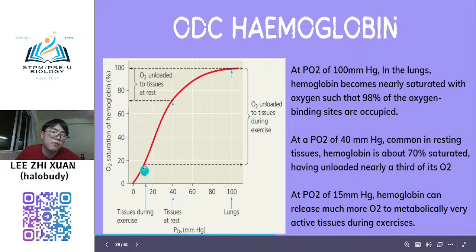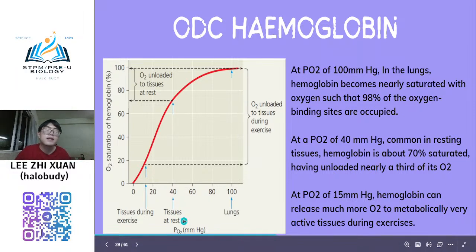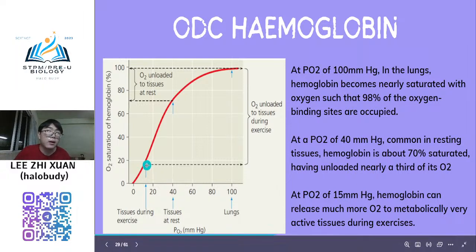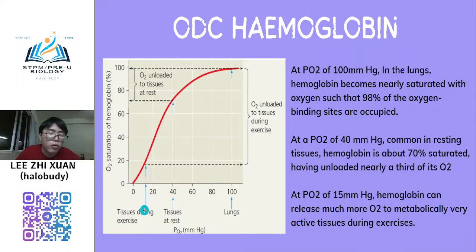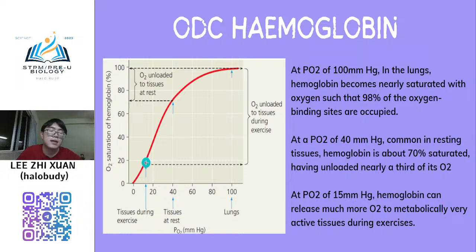So if, let's say, the partial pressure of oxygen in your blood is very low, meaning that your hemoglobin has low affinity to the oxygen, meaning that all of the oxyhemoglobin will start to release all the oxygen molecules. The oxygen will not bind to the hemoglobin, but it will release.